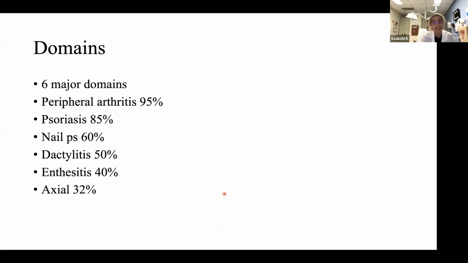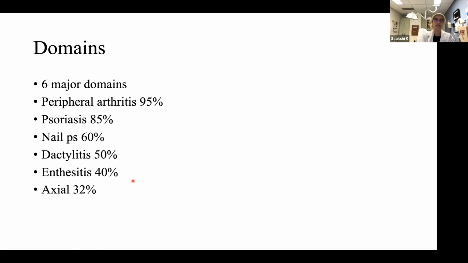I'm going to go back to this slide. So there are different domains of psoriatic arthritis. 95% of patients have peripheral joint involvement, so hands and feet. Psoriasis certainly precedes the development of psoriatic arthritis in 85% of patients. 60% of patients have nail psoriasis. 50% of patients have dactylitis, and dactylitis is what is called sausage digit, which means either a couple of fingers or a couple of toes are completely swollen. If it's acute, they can be painful. If it's more chronic, then there's just some swelling with some discomfort.